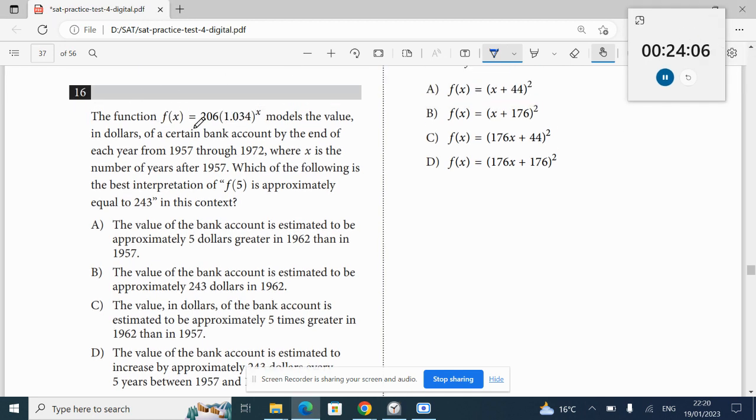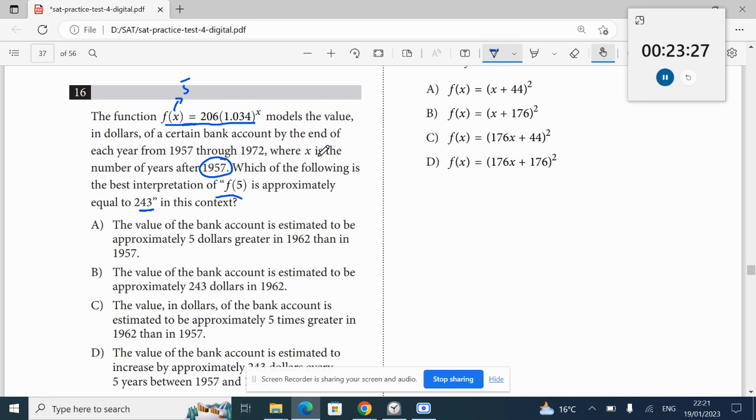Now the function f(x) is equal to this, and it models the value in dollars of a certain bank account by the end of each year from 1957 through 1972, where x is the number of years after 1957. Which of the following is the best interpretation of f(5) is approximately equal to 243 in this context? So we're saying when the x value is 5, it is approximately equal to this much. What is the interpretation of this?